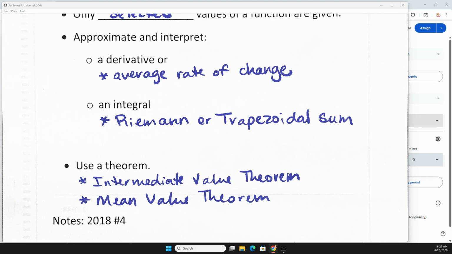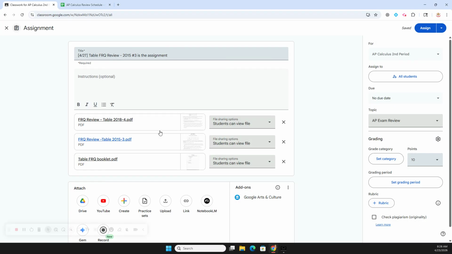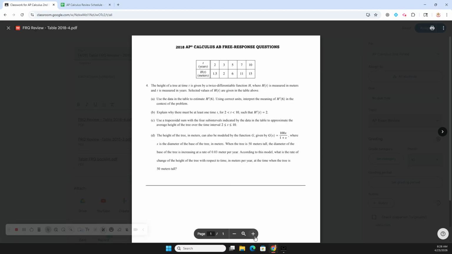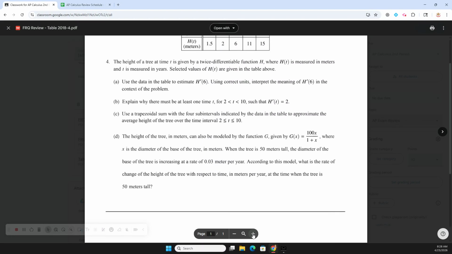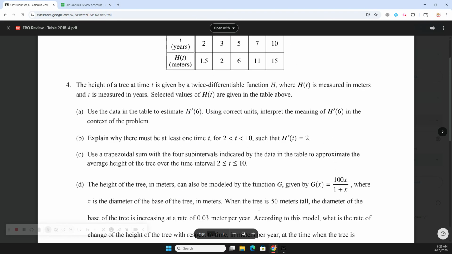All right, so let me pull up, we're going to do number 4 on 2018 as our notes. On number 4, the height of a tree is given by a twice differentiable function h, where h of x is measured in meters and t is measured in years. Selected values of h of x are given in the table.